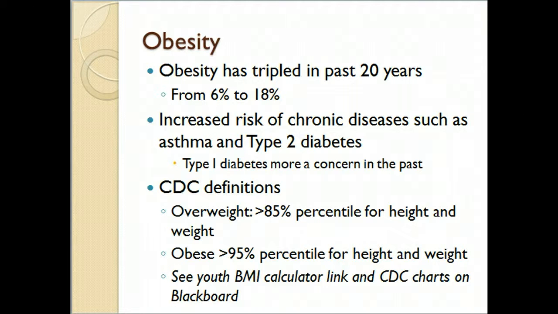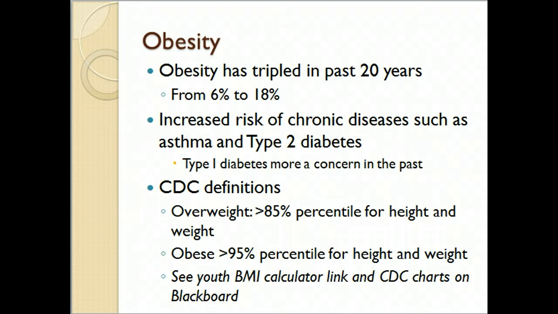When looking at obesity in kids, obesity has tripled in the past 20 years, from 6% of youth to 18%. And so kids are at increased risk of chronic diseases such as asthma and type 2 diabetes. Also, kids can still have type 1 diabetes. It's more commonly diagnosed during the childhood years.